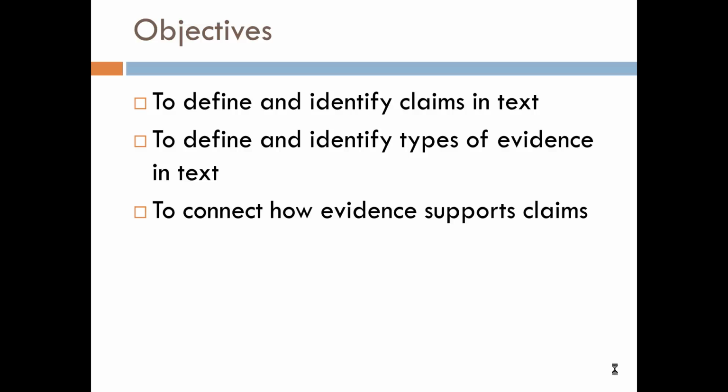The purpose of this video is to give you a little bit of information about claims and evidence. A big part of the summer reading assignment is being able to identify claims in an author's text, and also be able to identify different types of evidence. In addition, we want you to be able to look at how specific pieces of evidence are used in the text to support claims. So really, we want to make sure that you've got that basic information so that you can feel successful in the summer assignment.